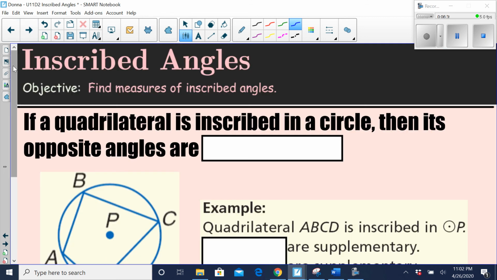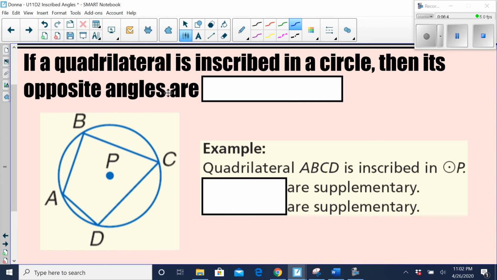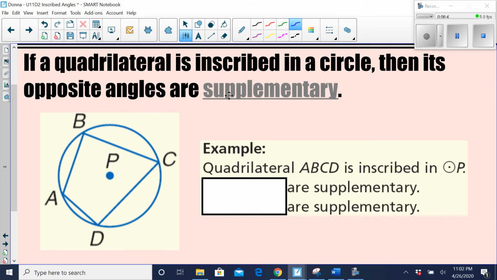Okay, last theorem that deals with inscribed angles, it says, if a quadrilateral is inscribed in a circle, then its opposite angles have to be supplementary. Okay, so what they're saying is this figure right here has 4 sides, and it's considered inscribed in the circle because each vertex of this figure lies on the circle. So the opposite angles are supplementary, meaning that they equal 180 degrees. So what would that mean? That would mean that the measure of angle A and the measure of angle C are supplementary. The measure of angle B and the measure of angle D are supplementary.